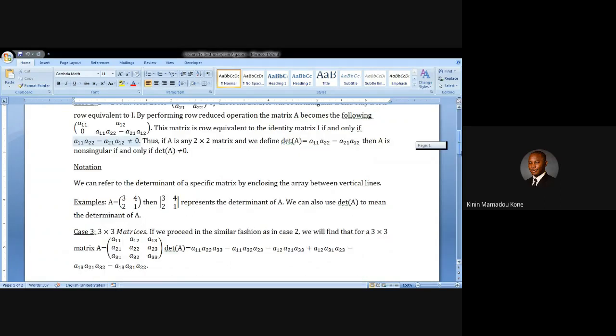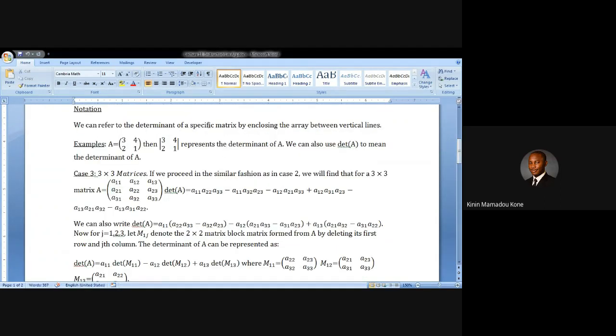Next, notation. We can refer to the determinant of a specific matrix by enclosing the array between vertical lines. So, an example of that: A is equal to the matrix 3, 4, 2, 1. Then, instead of the matrix brackets, you put vertical lines, which represent the determinant of A. We can also use det(A) to mean the determinant of A.